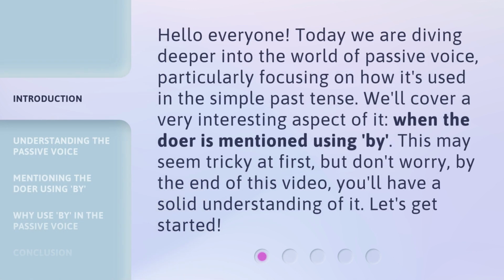Hello everyone. Today we are diving deeper into the world of passive voice, particularly focusing on how it's used in the simple past tense. We'll cover a very interesting aspect of it. When the doer is mentioned using by. This may seem tricky at first, but don't worry, by the end of this video, you'll have a solid understanding of it. Let's get started.